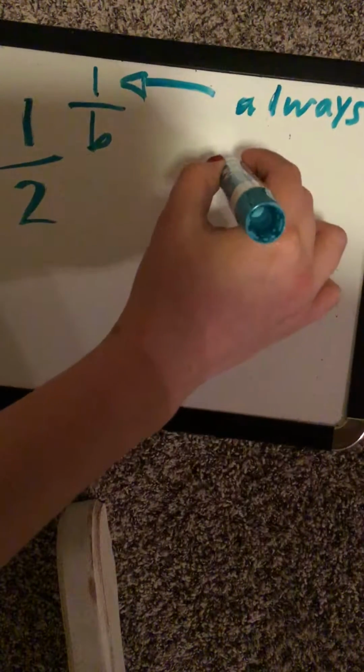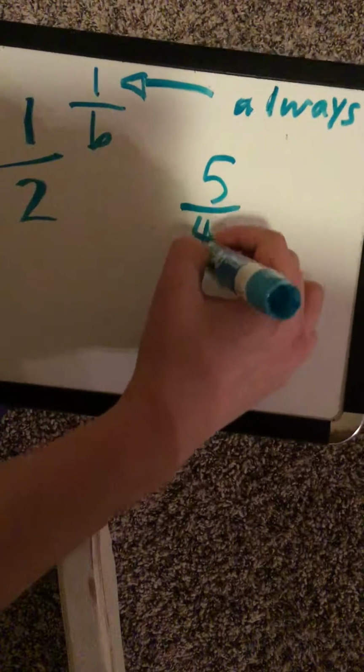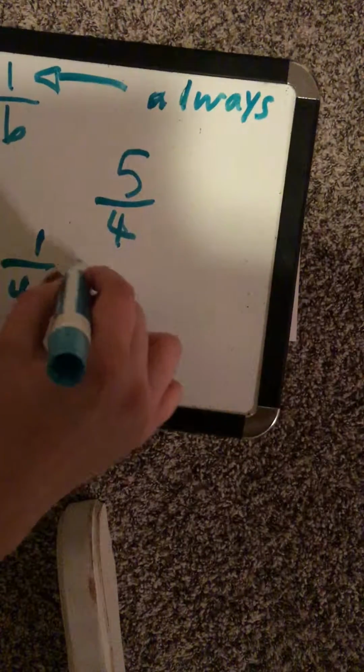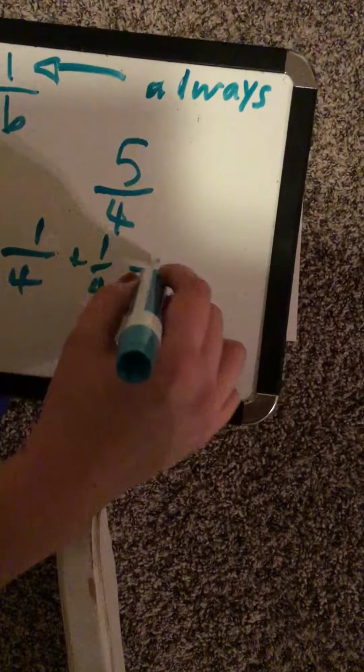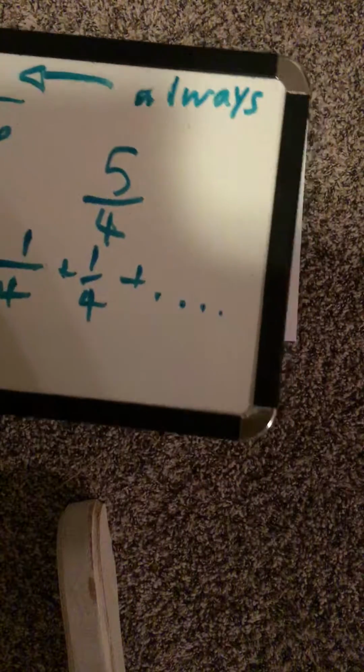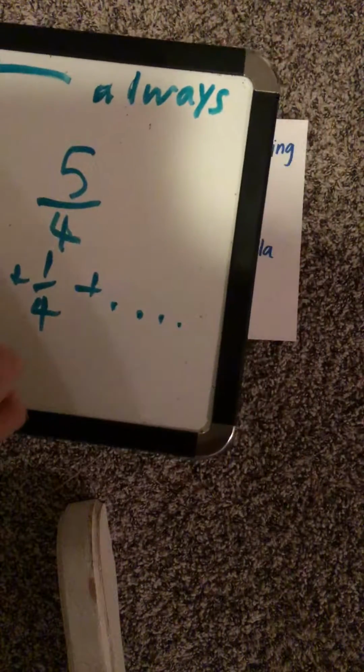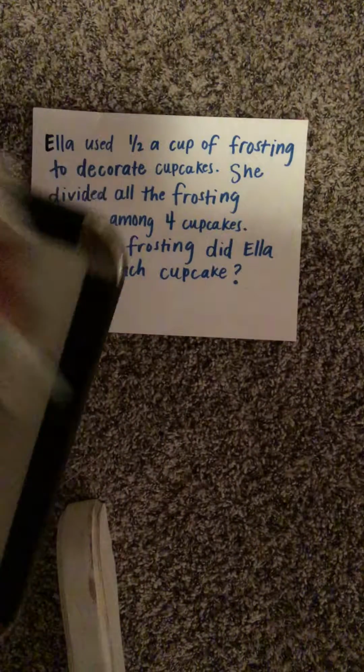So let's say we had the number 5/4. Well, the building block of 5/4 would be 1 over 4 plus 1 over 4, and so on until we got to 5, right? Because our unit fraction is always this. So we have to use this unit fraction 1/2 in order to solve this problem.